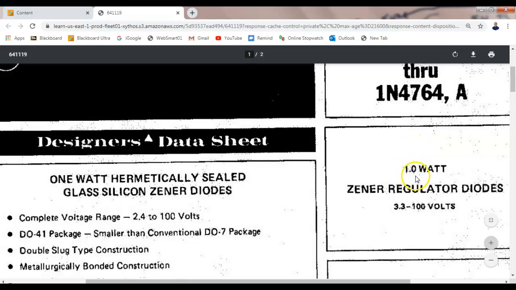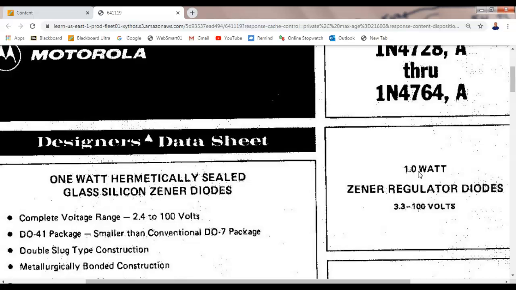So can I use this Zener? So, no. No. Yeah. So that means I'd have to find a Zener that is at least 2 watts, right?